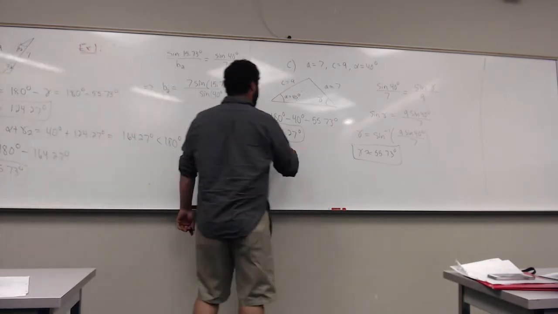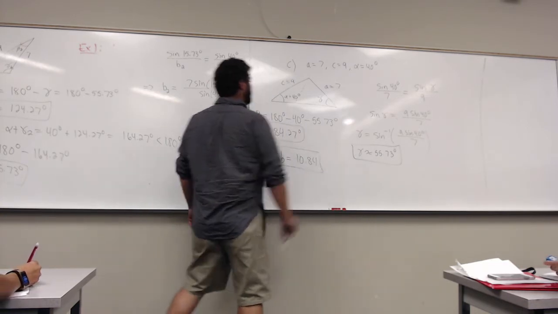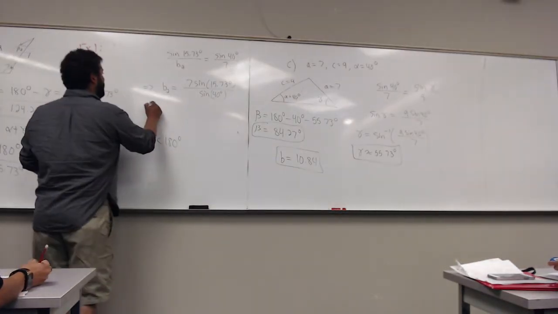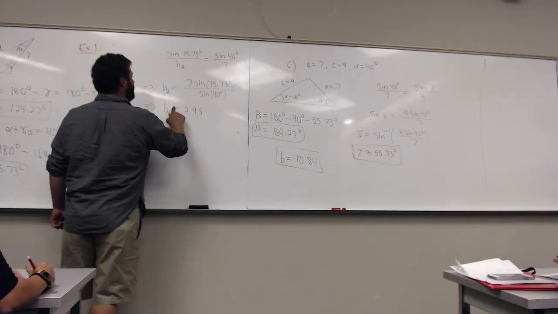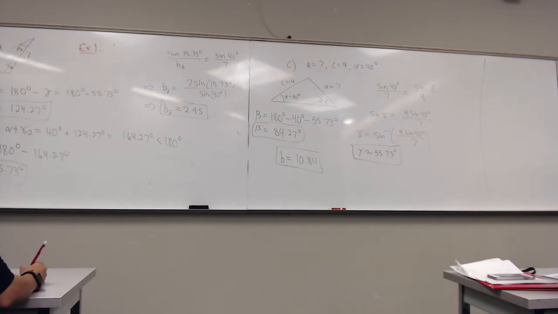Can someone remind me what our first b was real quick? 10.84. Okay, thank you. I just wanted all the answers to the first one over there. And Chris got 2.95. I'll write approximately. Okay, so 7 sine 15.73 over sine 40 was approximately 2.95. Okay, so both these triangles have the same A value, C value, and alpha value. The only thing that might change is the other missing side and the other two angles.